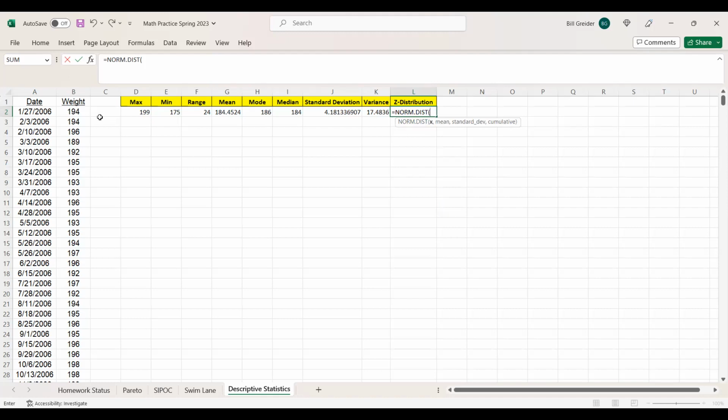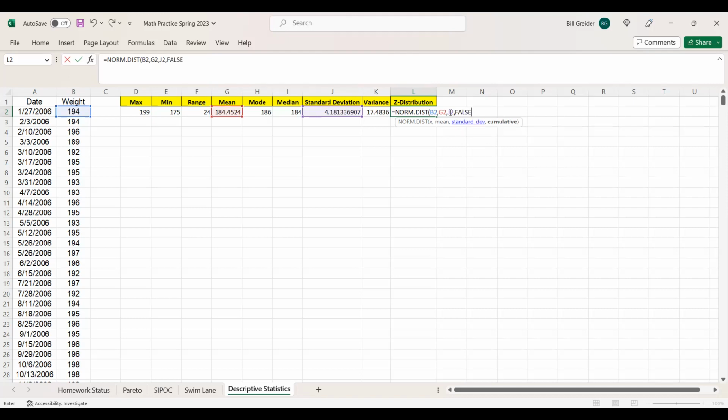So the X I'm going to pick here is my weight. Just pick the first one, 194, comma. And then I'm going to pick the mean, comma. And then you see how it highlights the standard deviation now? I'm going to take the standard deviation, comma. And then it's going to ask me if it's a cumulative distribution. And the answer to this one is false. It's a probability mass function. We'll get into that in the next few weeks. But when you do the homework, just press false.